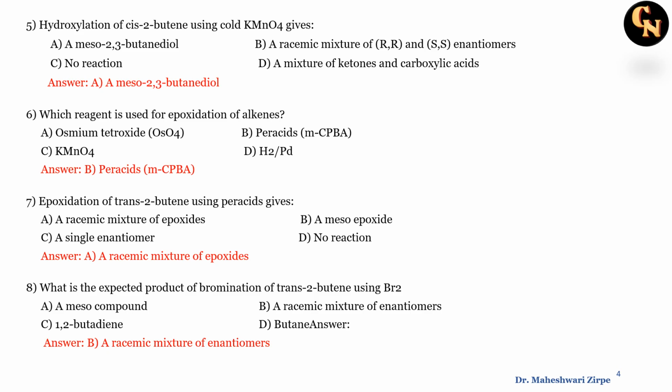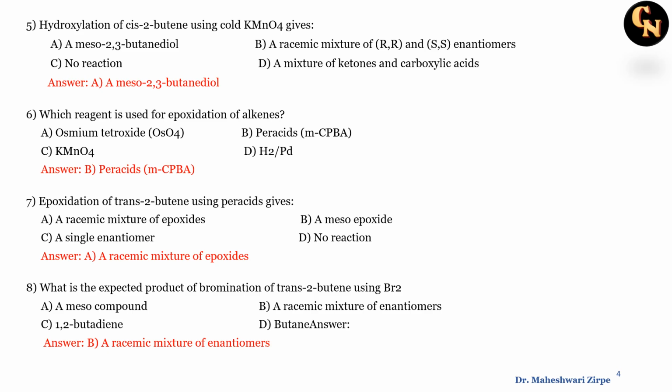Next is, which reagent is used for epoxidation of alkenes? The options given are osmium tetroxide, peracid, that is MCPBA, meta-chloroperbenzoic acid, KMnO4, and H2/Pd, that is the catalytic reduction catalyst. So here, for epoxidation of alkenes, as you remember from the theory part, we have seen that peracids are used. So the correct option is B.